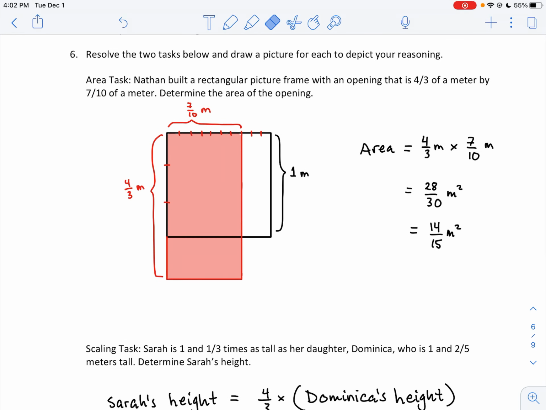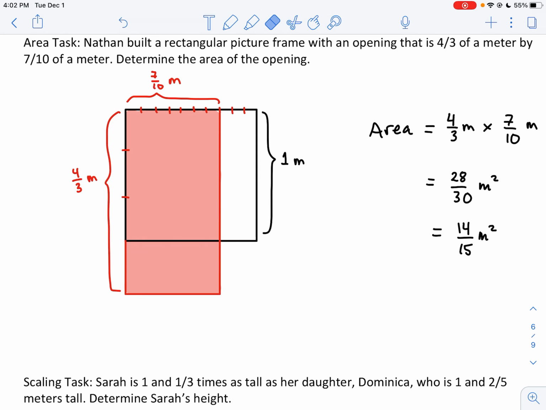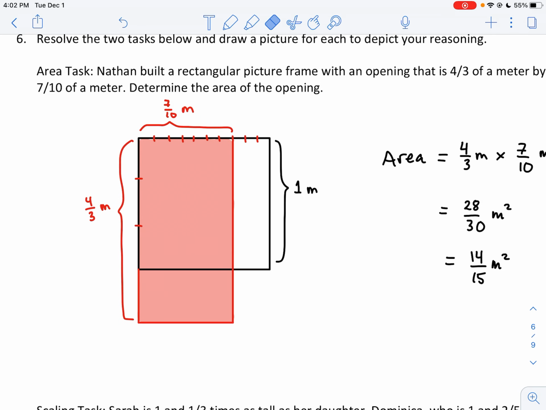So Nathan built a rectangular picture frame with an opening that is 4/3 of a meter by 7/10 of a meter. Since 4/3 and 7/10 are not too far from 1, I began by drawing this black square. That black square is 1 meter by 1 meter, so that represents an area of 1 square meter. We want to figure out what fraction of that square we wind up shading, like how many square meters we actually wind up shading.